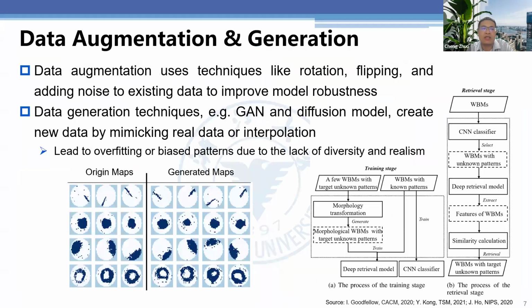Of course, there has been quite a lot of progress in data augmentation and generation. Unlike similarity-based approaches, data augmentation and generation methods can expand the training sets by generating or synthesizing new samples, so that we can improve model performance even in a small data environment. However, for this particular problem of defect detection, it's very easy to get overfitted and biased toward a pattern because of the lack of diversity and realism.